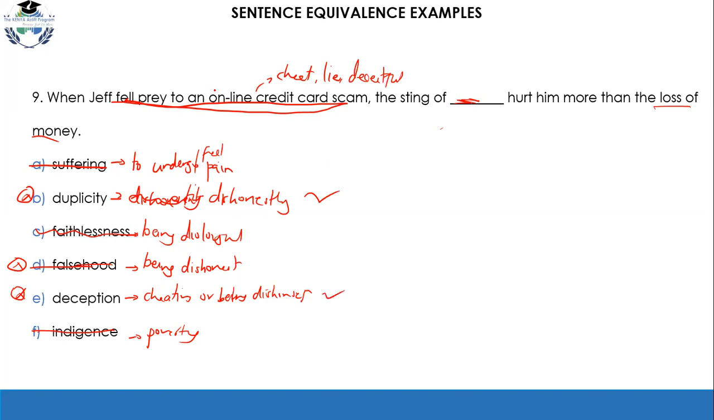So when Jeff fell prey to an online credit scam, the sting of duplicity hurt him more than the loss of money, or the sting of deception hurt him more than the loss of money. So we have B and E from Faith. That is absolutely correct. Amos is saying B and E also correct. Margaret was able to break down that question very well. So nice. Thank you for those trials, right? So you're able to get that.